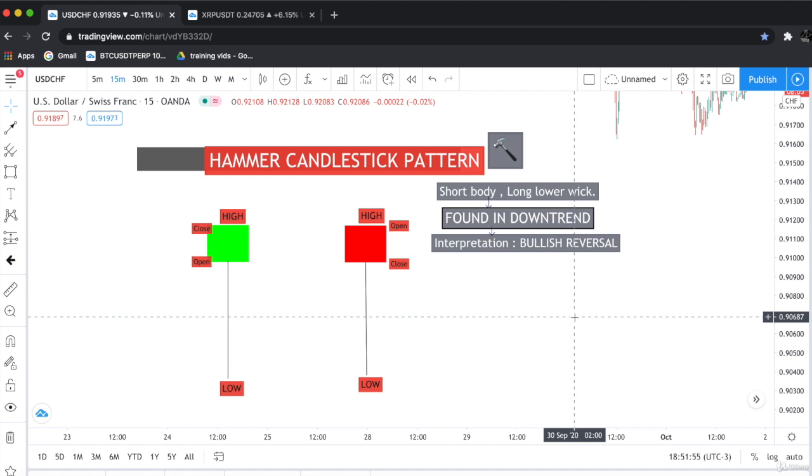I hope you have enjoyed the session and you have completely understood what a hammer candlestick pattern is, how to find it, what its characteristics are and what its interpretation is. Without further ado, let's move on to the next candlestick pattern.